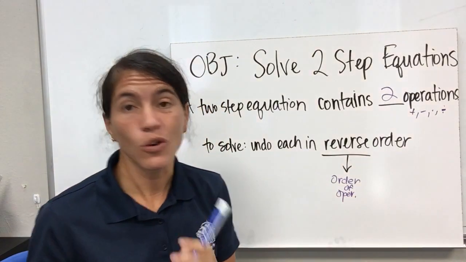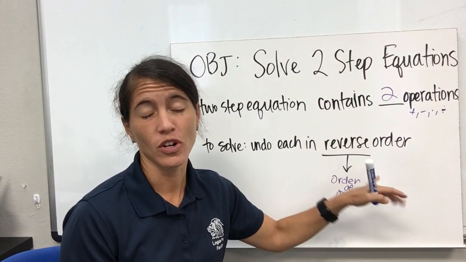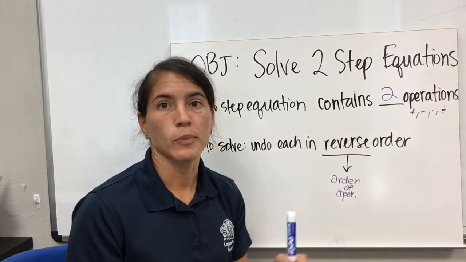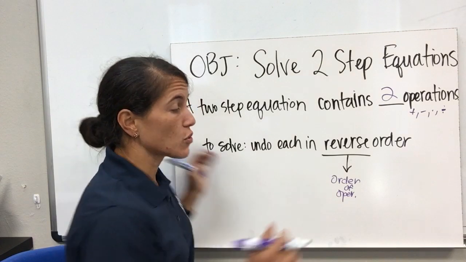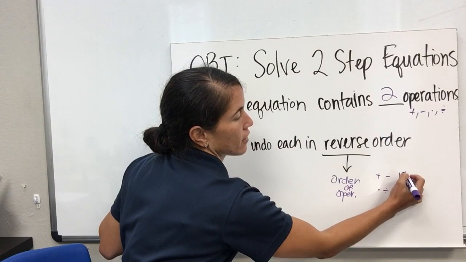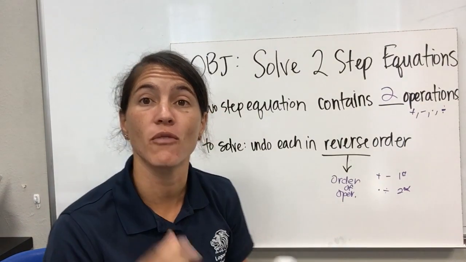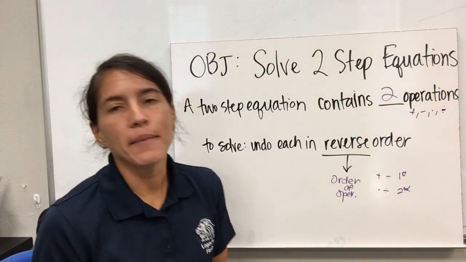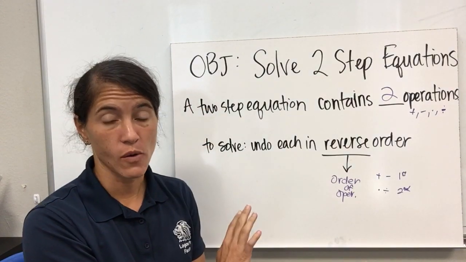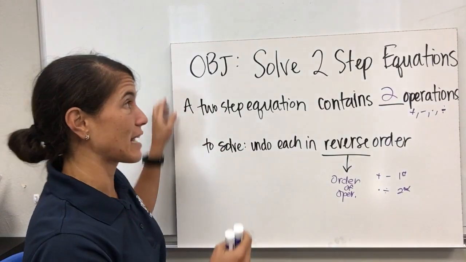So normally in the order of operations, you would do your multiplication and division before your addition and subtraction. And I'm only talking about these four operations for right now. So to do them in reverse order means you would undo your addition and subtraction first, and then your multiplication and division. So that's what I mean by undoing them in reverse order. And sometimes it might change depending on if it's a multi-step, but for right now in two-step equations, the problems you see today, we're going to undo them in reverse order. So let's do some examples.